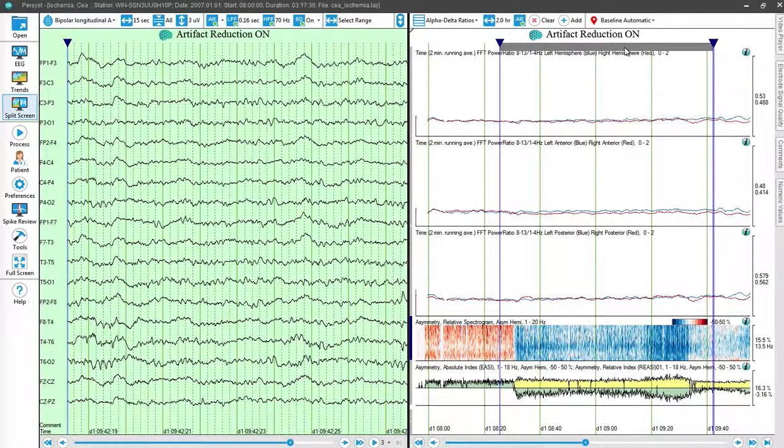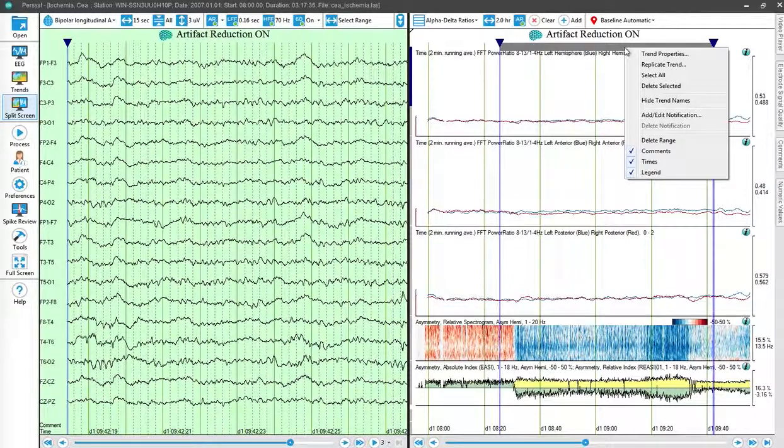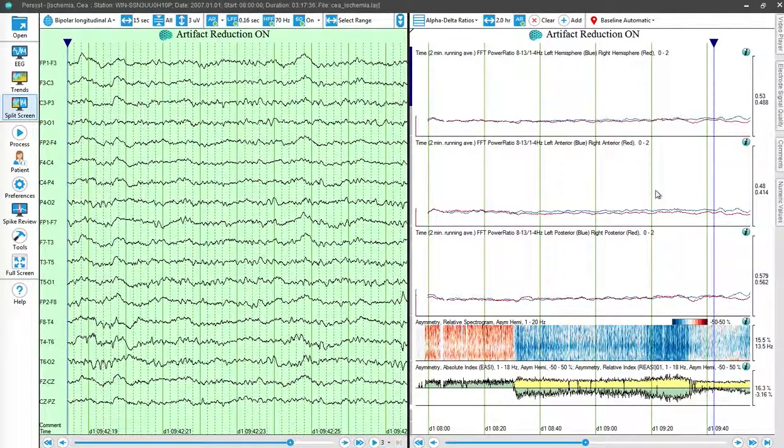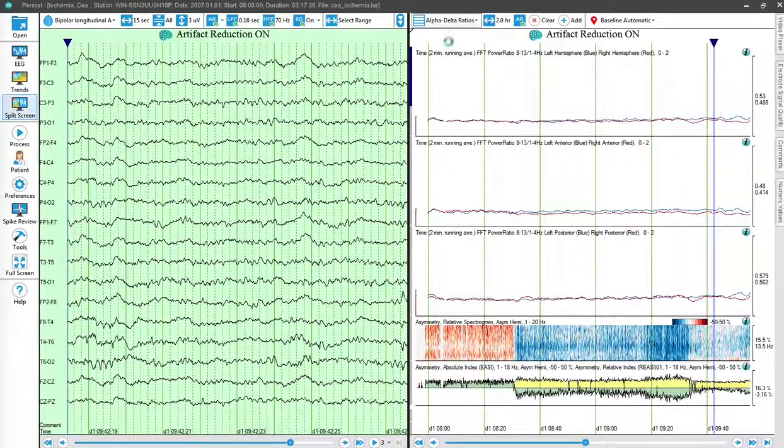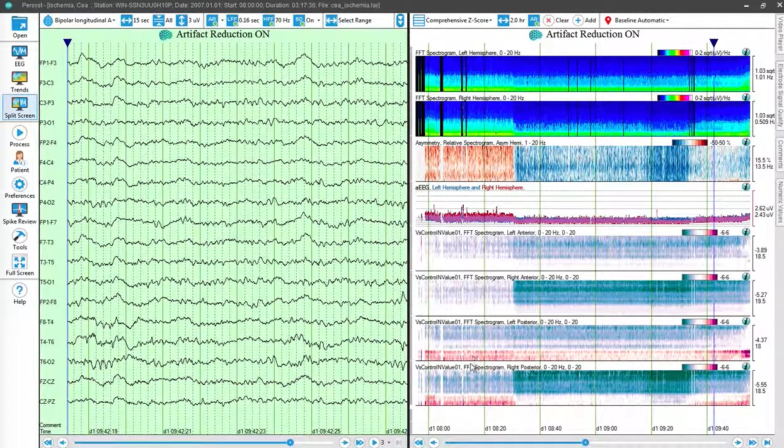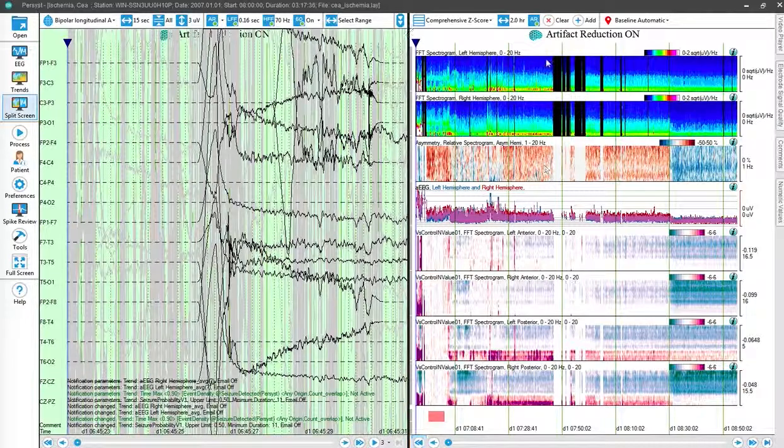Now, what else can we do? One of the reasons that we're going to export values is to perhaps apply statistical analysis to those. And that can take a bit of work in multiple programs. Now there's a new feature where you can do a lot of that work within the PERSYST software. I'm going to go ahead and switch this to a comprehensive Z-score trend pattern. And we're going to page to the beginning of this, and we'll leave it at 2 hours.